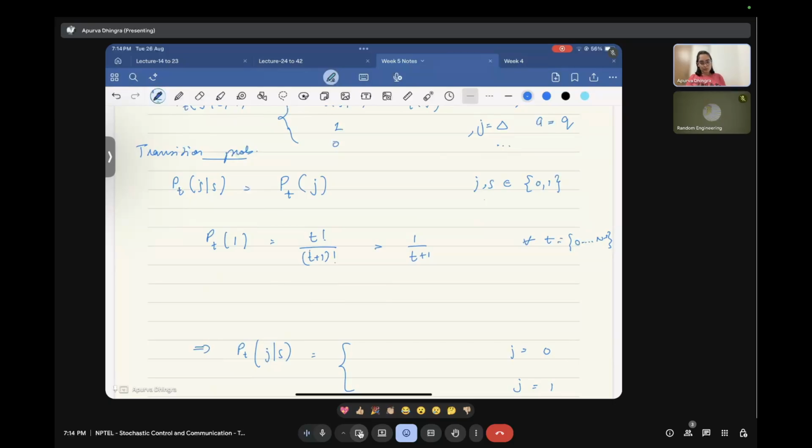Now, what is the probability of pt, the state being 0? That's just the other way around. So that is 1 minus the previous one, which is t by t plus 1.